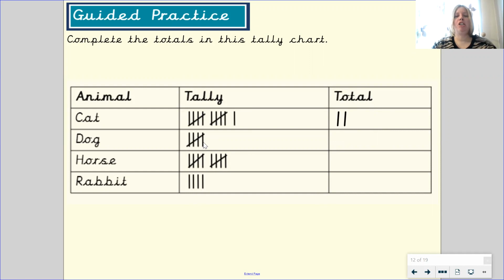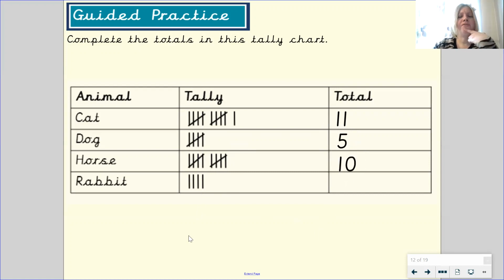How many people like dogs? Let's count in 5s. So we got 5 because this symbol represents 5. So I can write 5 in my totals column. Let's look at horses. Can you count in 5s with me to find the total? 5, 10. So I now know that 10 people liked horses.